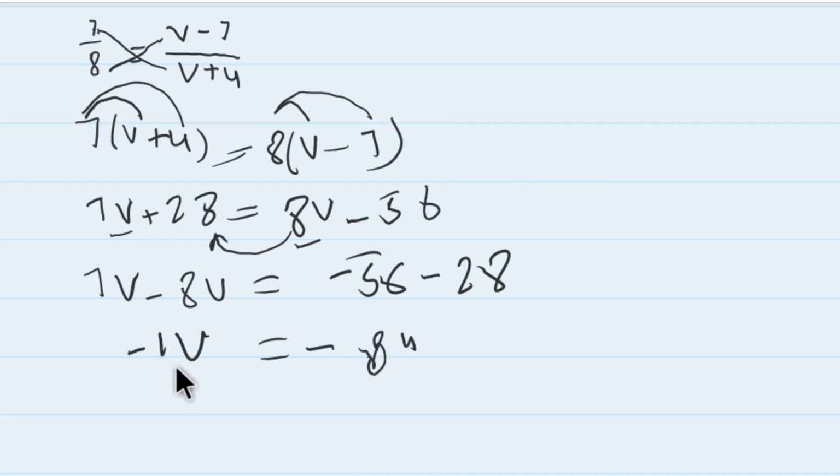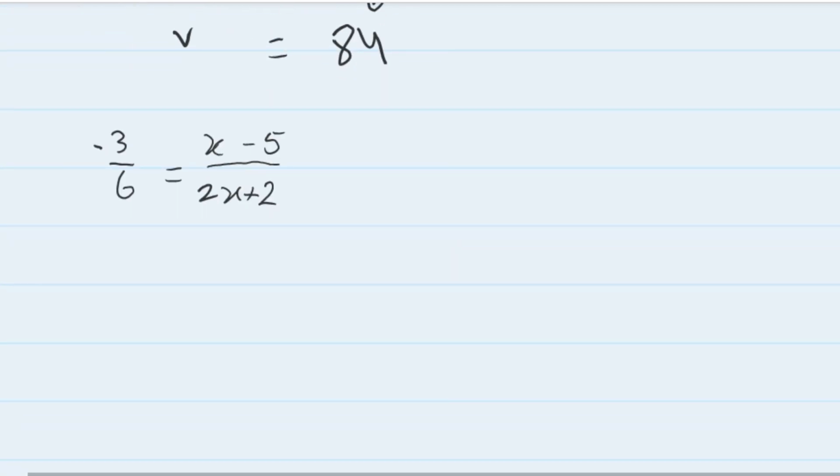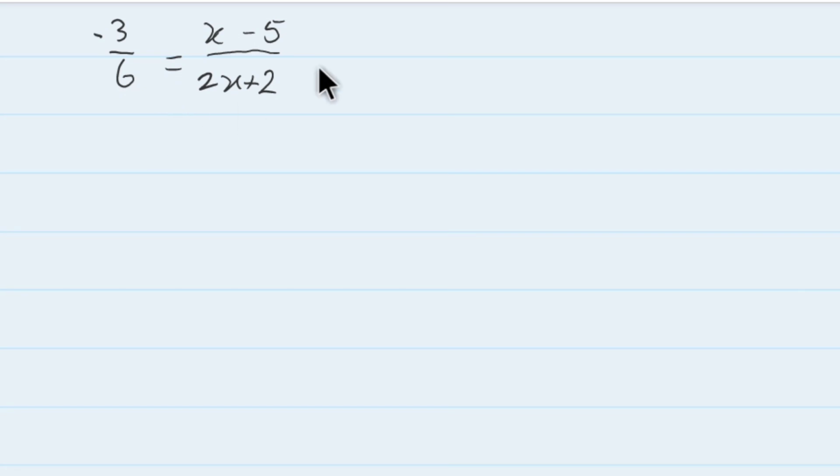Now to isolate v, we will divide by minus 1 on both sides and its symbol changes to plus. So v is equal to 84. Now it's an easy practice to replace v by 84 and verify its solution. Now let's solve another proportion equation. We will do it by cross multiplication.